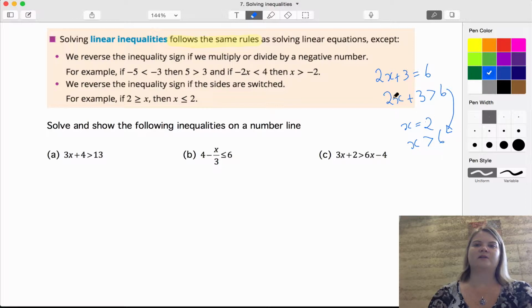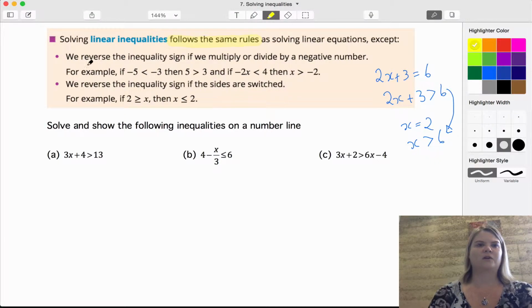When you are solving inequalities, you need to make sure that you don't change the side of different expressions carelessly. Previously, when we were solving linear equations, it was okay to just move things from one side to the other really easily and flip the sides around. If you do that now, then you need to change the sign. So I've got two things that you need to keep in mind. The one I just mentioned: we reverse the inequality sign if the sides are switched.